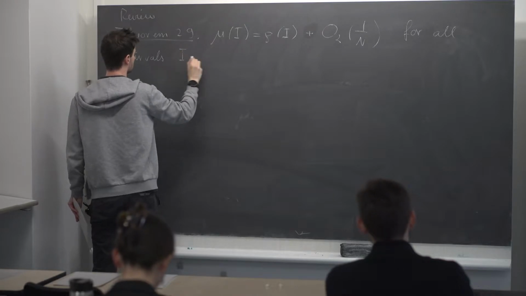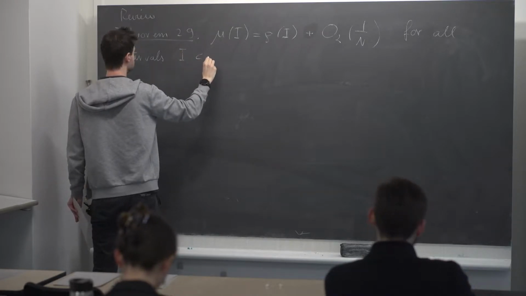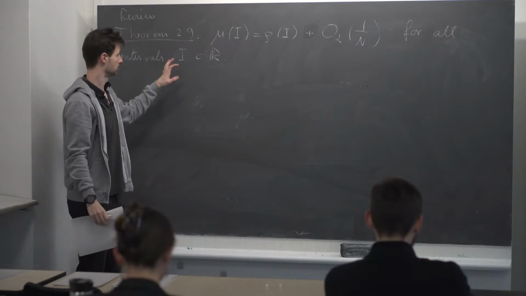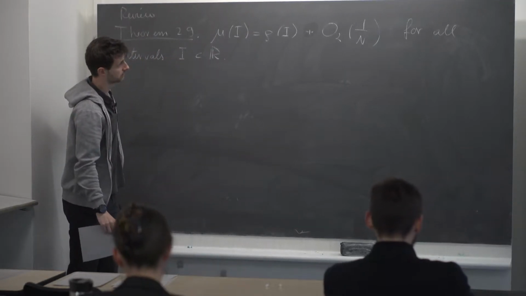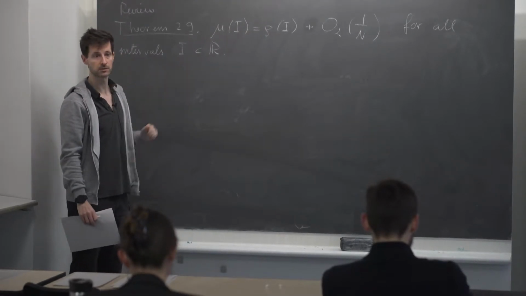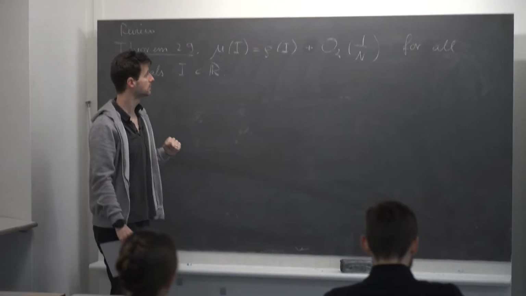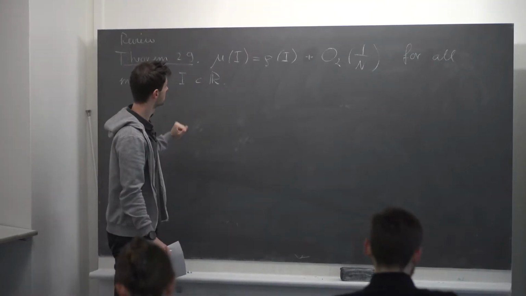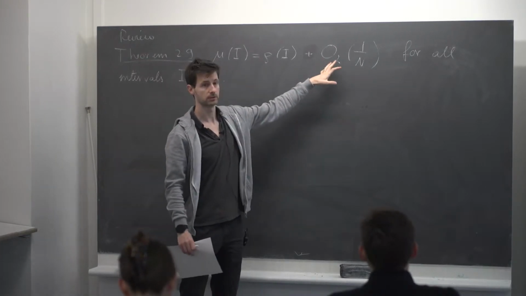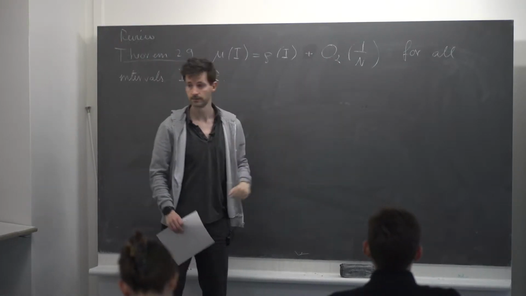I. So this is a uniform bound for all intervals. We will see, in fact, that it's not too hard to upgrade this result to a simultaneous bound. So there exists a high probability event such that on this event mu of I is equal to rho of I plus something of order n to the epsilon minus 1.